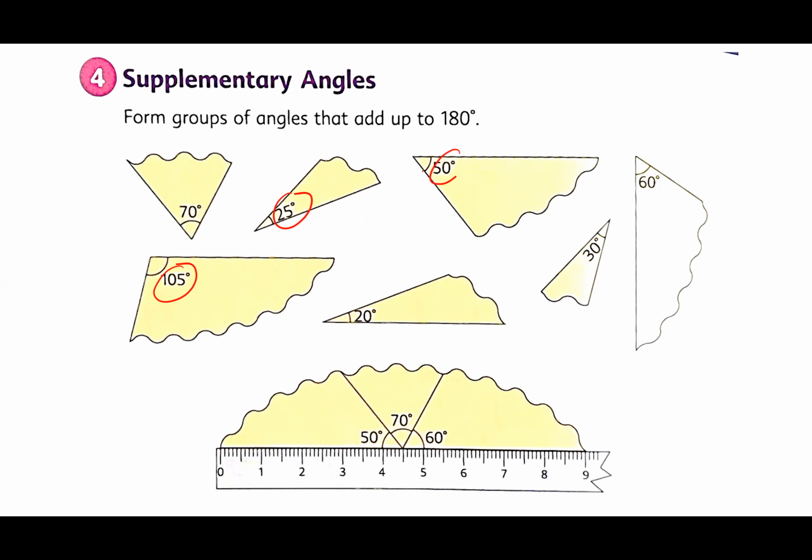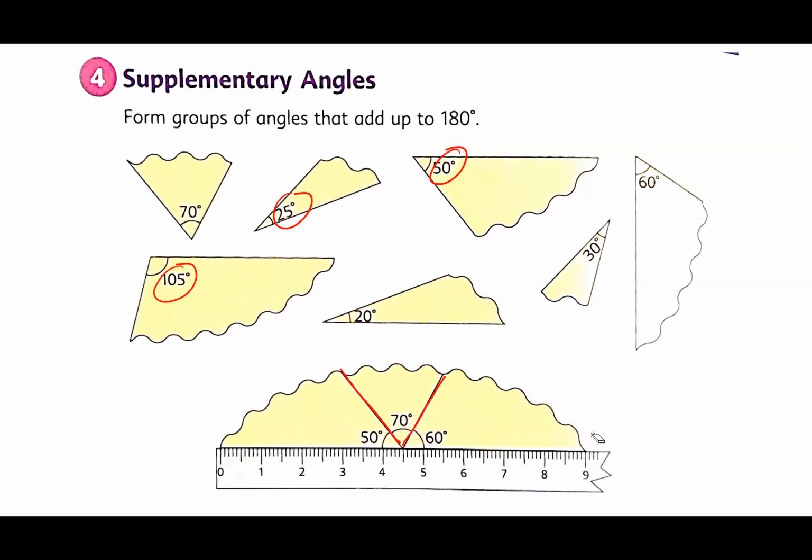Did you circle those 3? 105, 25, and 50? Okay, now let's take a look at these angles down here. Here are 3 more: 50, 70 degrees, and 60 degrees. What do you notice about the degree measure, or what they form when they're put together? Tyler? 180. And what kind of angle does that look like? Gage? It's a straight line.